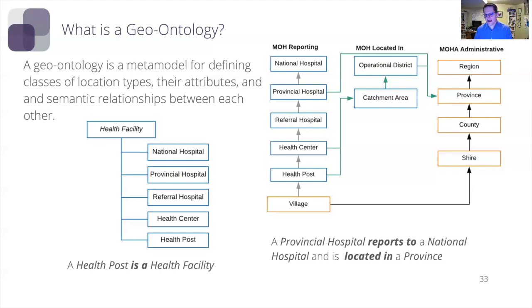On the diagram here on the right, in the left-hand column, we have an example of a Ministry of Health reporting hierarchy, where a health center reports to a referral hospital, which reports to a provincial hospital, etc. But these location types relate to other location types, or geo-object types, as we call them in the CGR, managed by other organizations. So a provincial hospital is located within a province, which is curated, mandated by the Ministry of Home Affairs. Here we have explicitly modeled in the geo-ontology that a provincial hospital reports to a national hospital and is located within a province. These are the constraints. This describes how these different location types relate to each other.